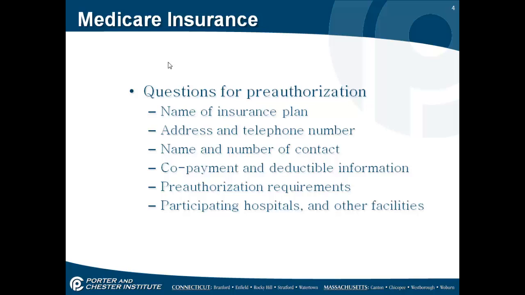Make sure you have the name of the insurance plan, address and telephone number, name and number of contact, copayment and deductible information, pre-authorization requirements, and participating hospitals and other facilities.